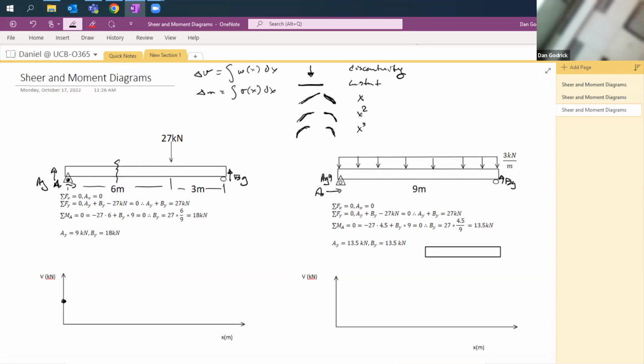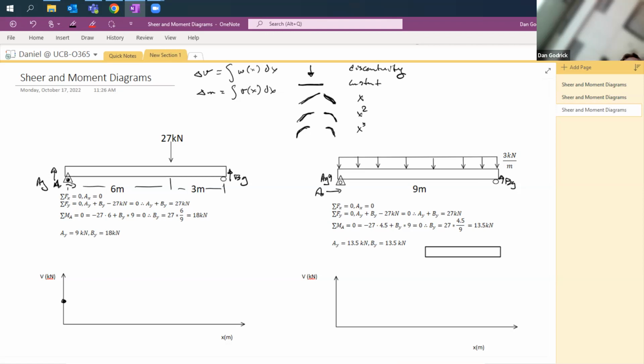All right, so let's see how this applies to our shear and moment diagrams. When we look at our first beam, we have this beam with some force. It's as if somebody weighing 27 kilonewtons, that's a big person. Let's say it's a rock, on a beam that's 9 meters, standing 6 meters away from reaction A.